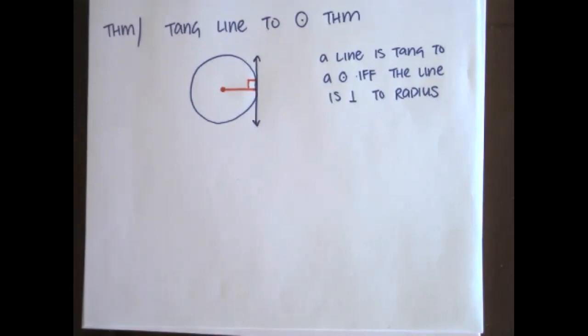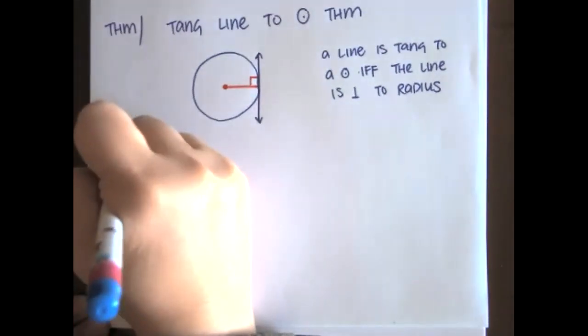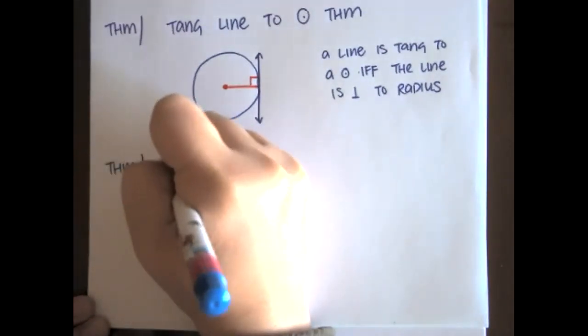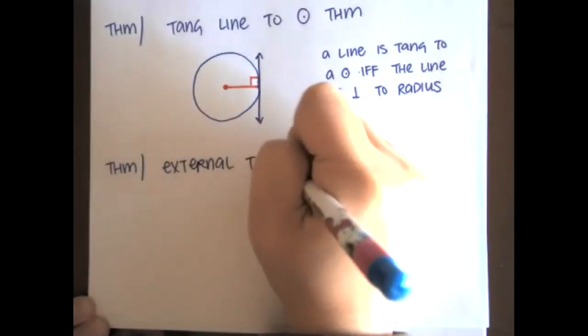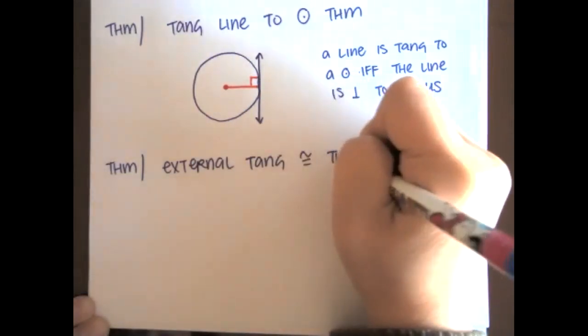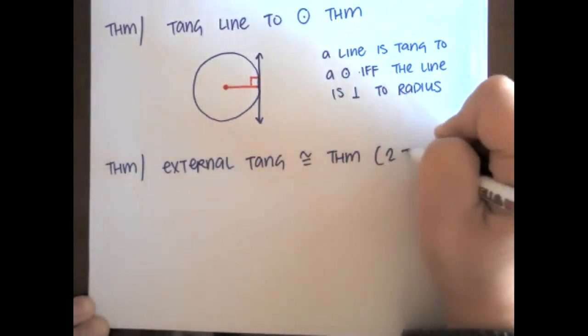Okay, the next theorem is the external tangent congruence theorem. I like to call it the two tangent theorem.